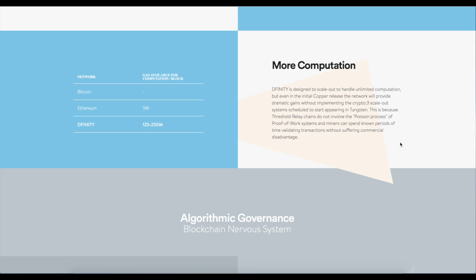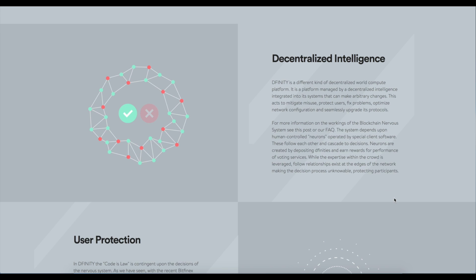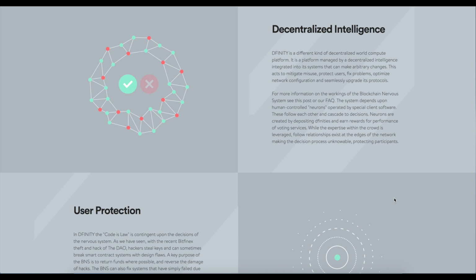Then more computation. They are also comparing computational power per block. For example, Ethereum has 5 million computations per block. Dfinity will have 125 to 250 million computations per block. Algorithmic governance: they call it the blockchain nervous system. This will be created by humans, and humans will create neurons that will be operated by special client software. Neurons will be created by depositing Dfinities, and users will earn rewards for performing voting services. The decision process will be unknowable and it will protect participants. In this way, they will create security in this decentralized network.